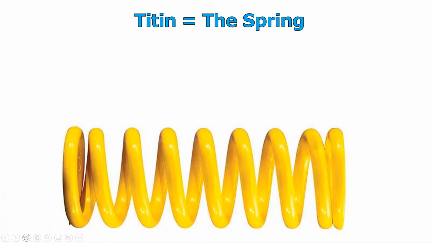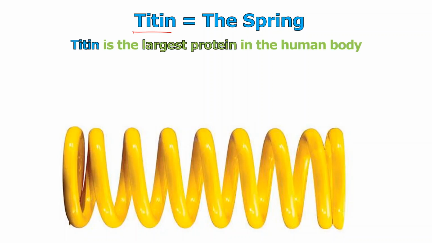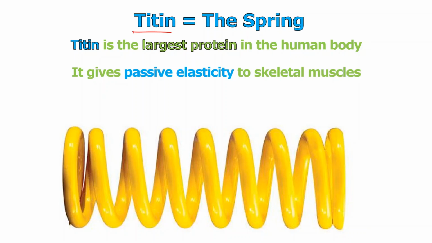Now there is a third protein that's barely mentioned, but it's called titin, and it is known as the spring. So there is something that has to give elasticity to the muscle, and this is it. So titin is the largest protein in the human body. It's not the largest molecule, that would be DNA, of course, but it is the largest protein that is created from the DNA, and it gives that passive elasticity to skeletal muscles.